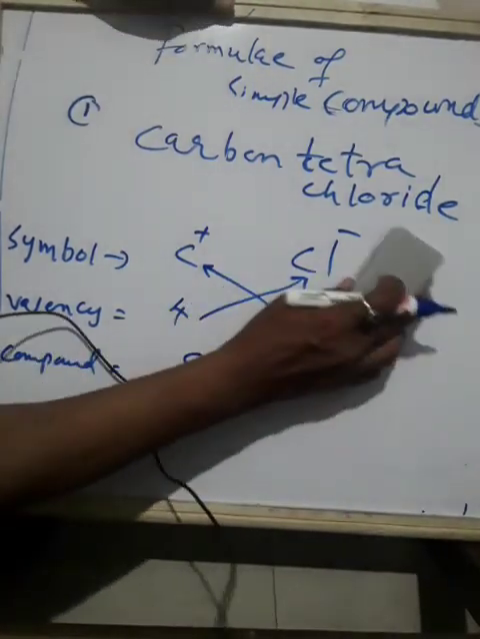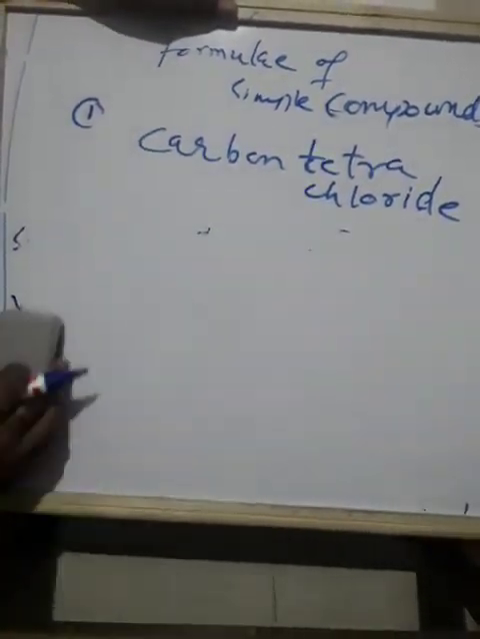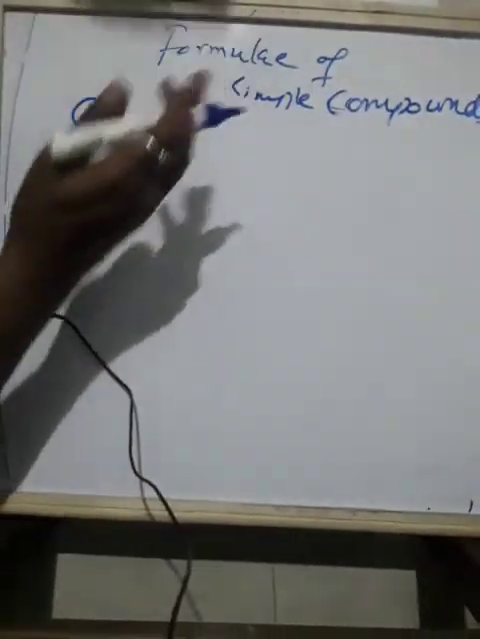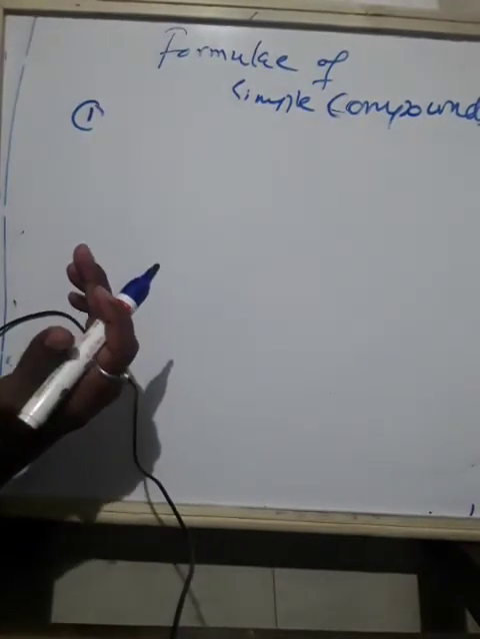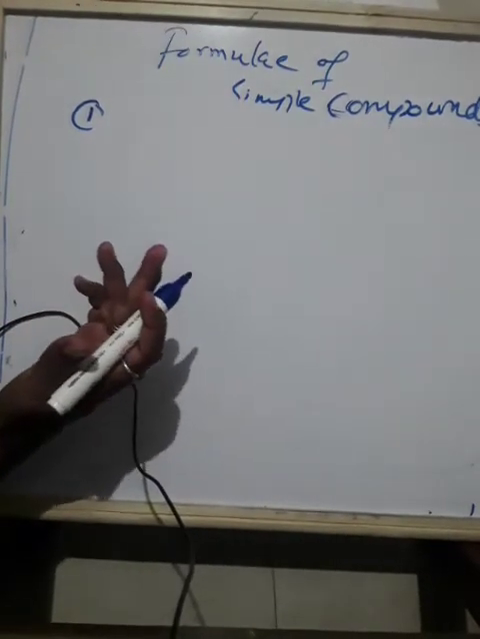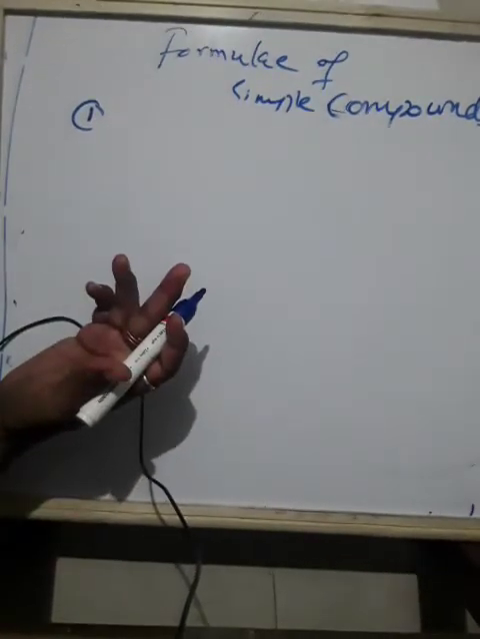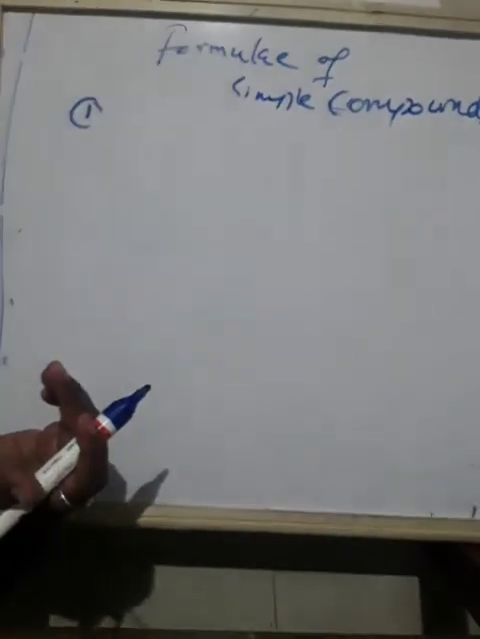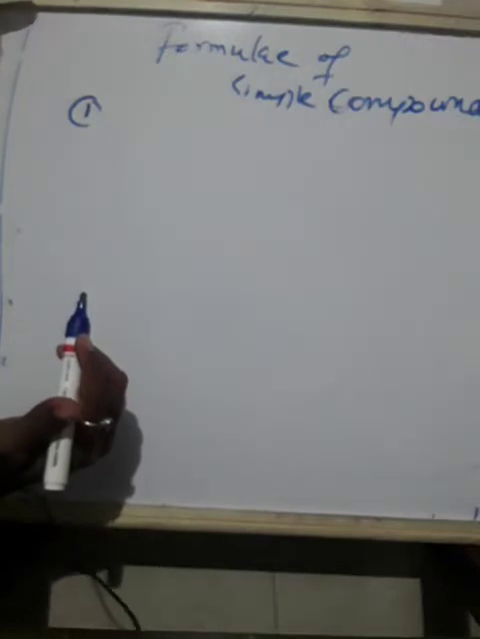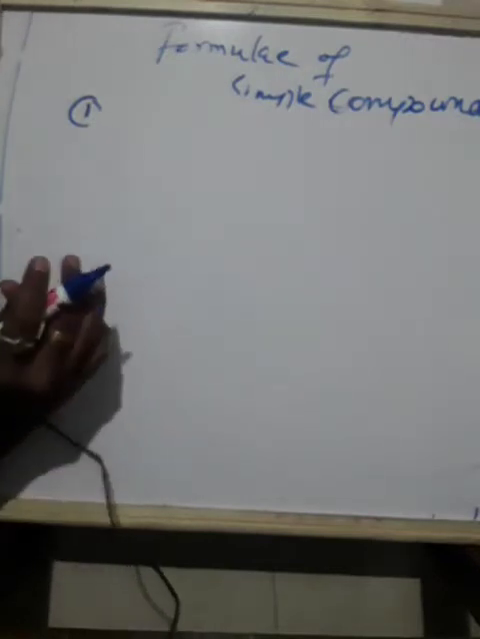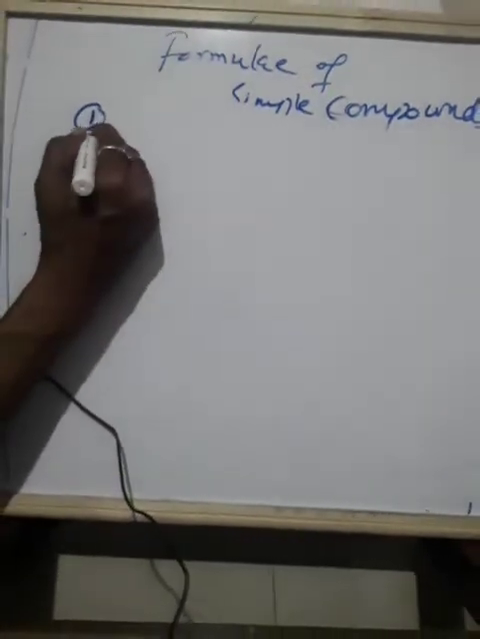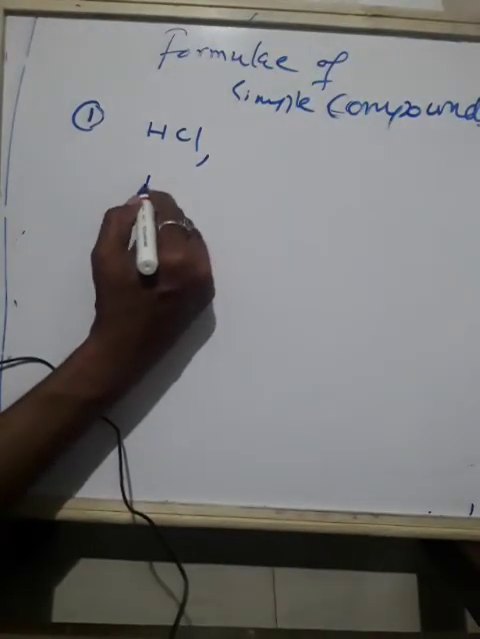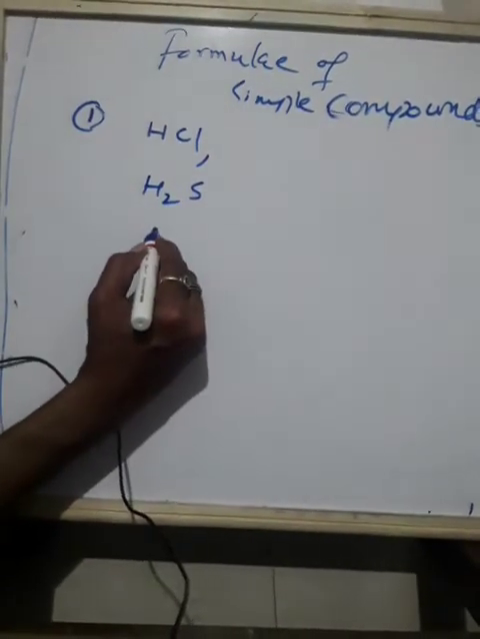Then how to write the chemical formula for magnesium chloride? You can take many other examples. For magnesium chloride, we write the symbol of the cation first, followed by the symbol of the anion. Just now, you wrote the chemical formula for hydrogen chloride, for hydrogen sulfide, and for CCl4.